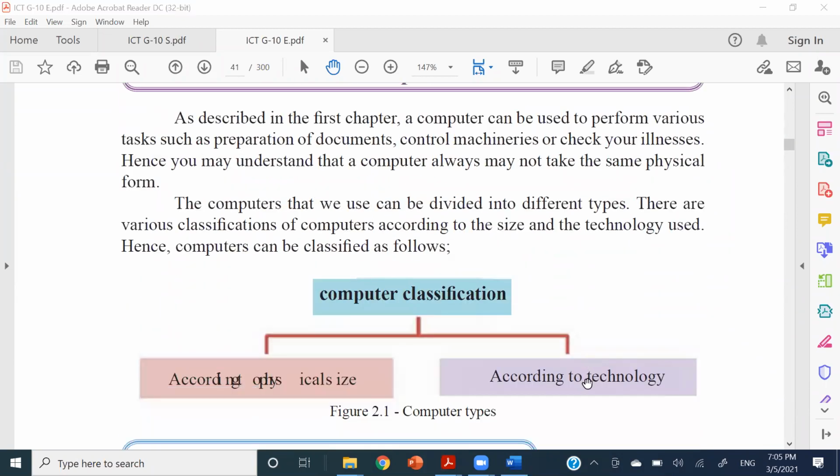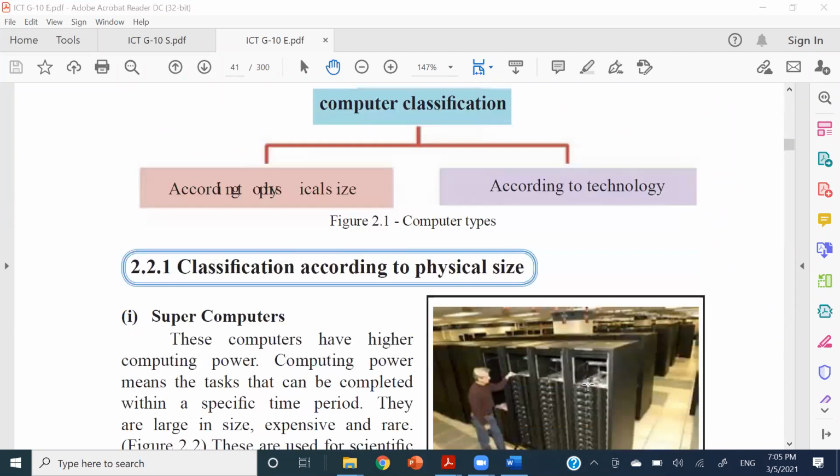Right? Okay, so let me tell you about these things. Then we have to see some nice videos regarding these things. I'm going to show you what a supercomputer is and how a mainframe is going to work, right?